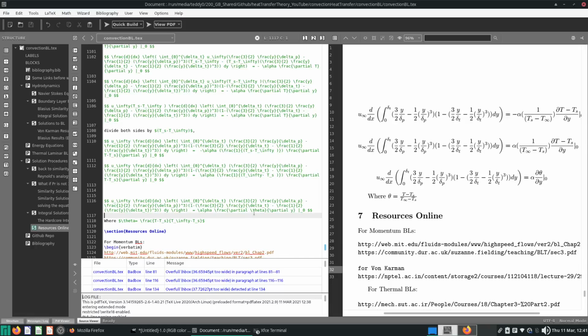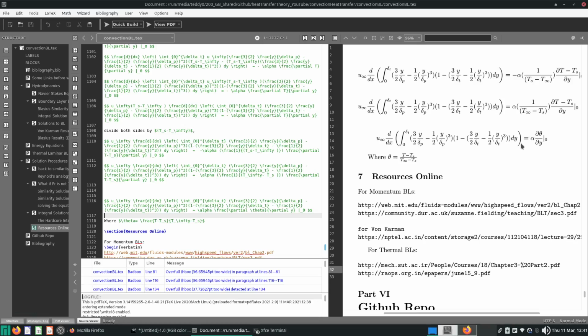Okay, now welcome back. So we'll pick up where we left off. We actually got ourselves to this point where we factorize out the temperature differences. Inside here we will have a collection of y's over here. We have y over delta p, y cube over delta p cube, 1 minus and so on.